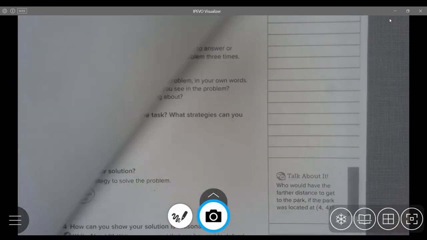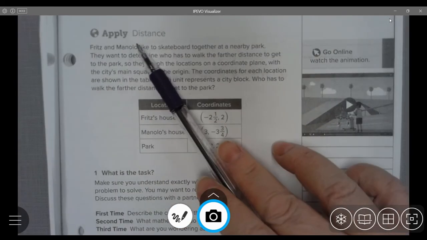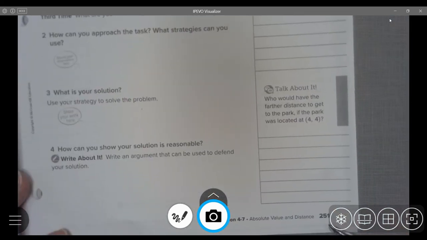Going on to page 251. This is actually an apply page, and this is where I'm going to stop, so that we can do this in class.